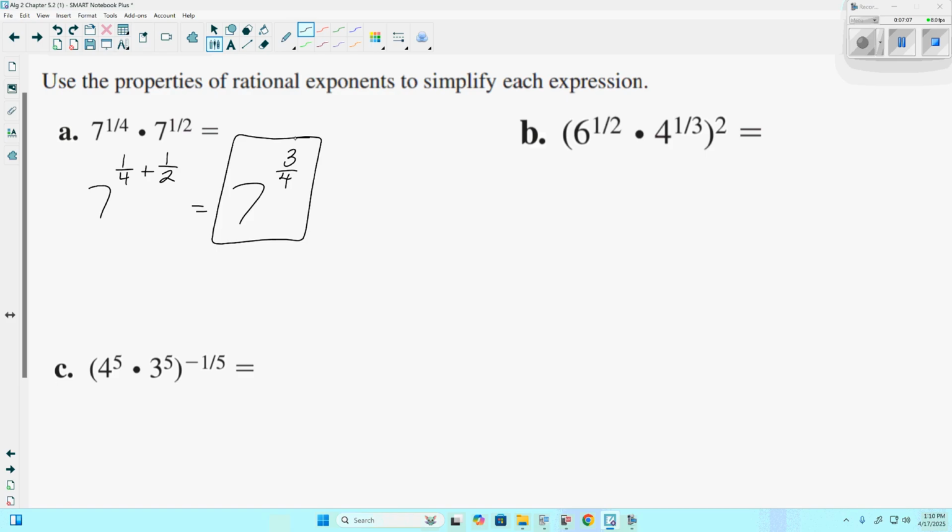Next: 6 to the 1/2 times 4 to the 1/3. Well, the bases aren't the same, so we can't use our product of a power, but we do have a power of a product. We do have two things multiplied together that are being put to an exponent. So we could say that this is the same as 6 to the 1/2 times 4 to the 1/3, all to the second power.